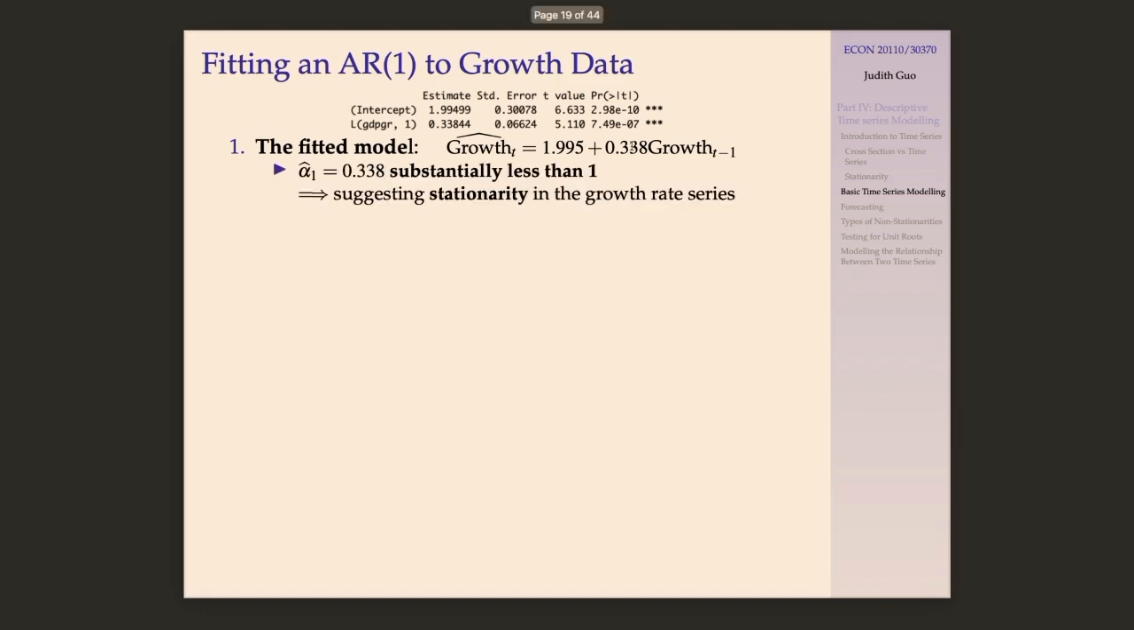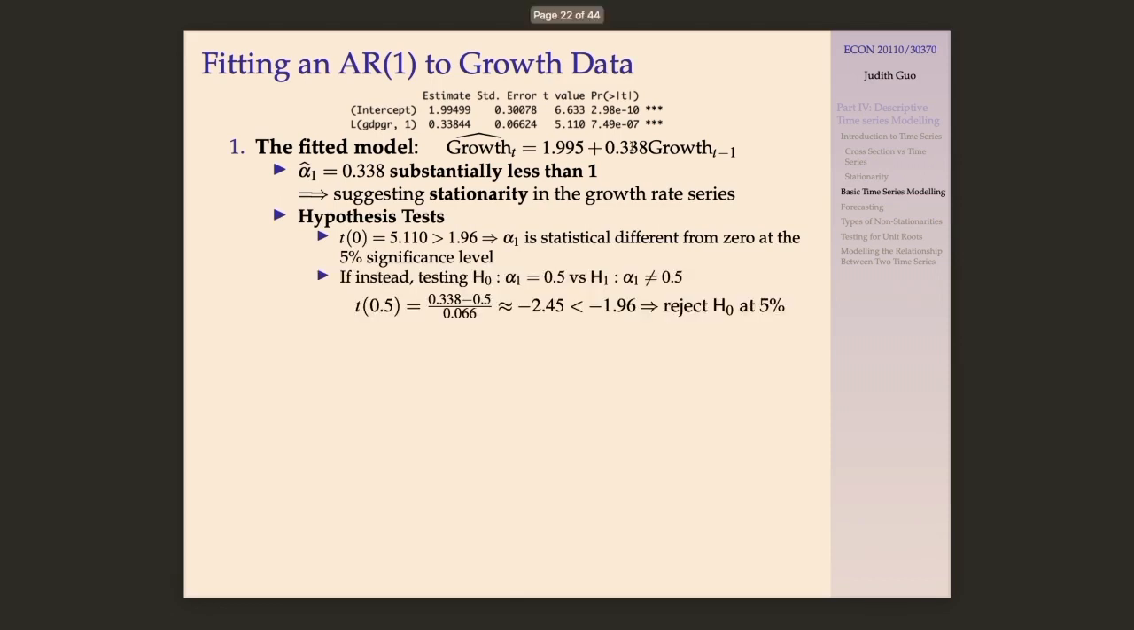And here, the estimated alpha hat 1 being substantially less than 1 further supports our visual guess of stationarity in the growth data series. So that means the growth data is likely to be stationary. And we could also do hypothesis testing, similar to the GDP case, for testing whether alpha 1 is equal to 0. The t value reported is the t statistic for that test, 5.11, which is greater than 1.96, the standard critical value, so it's statistically significant, and we can also use it to test some other hypotheses.